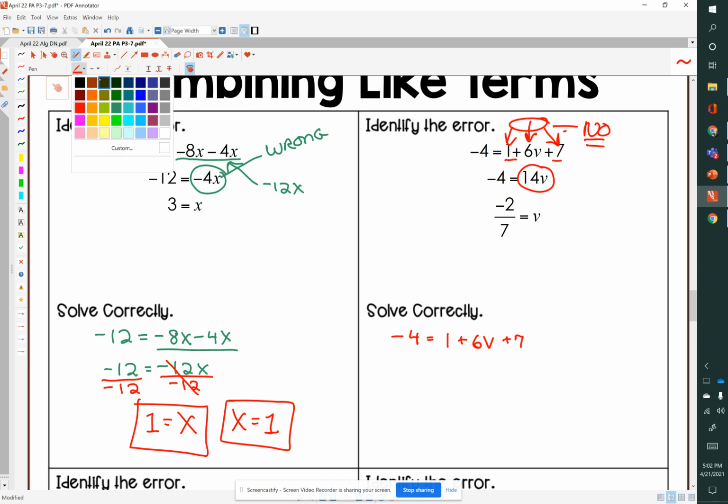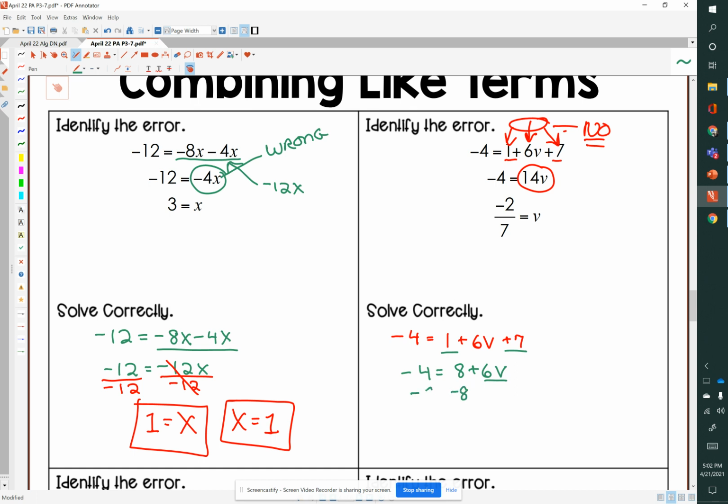So we can combine the 1 and the 7. They're both numbers. So 7 plus 1 is 8. So we can say 8 plus 6v. Now we ask what's happening to this term with the variable, 6v, and 8 is being added. So we can subtract 8, and whatever we do to one side, we do to the other. So 8 minus 8 equals 0. So on the right side, we have 6v. On the left side, negative 4 minus 8 is negative 12.